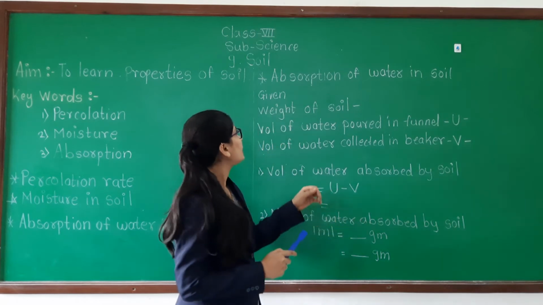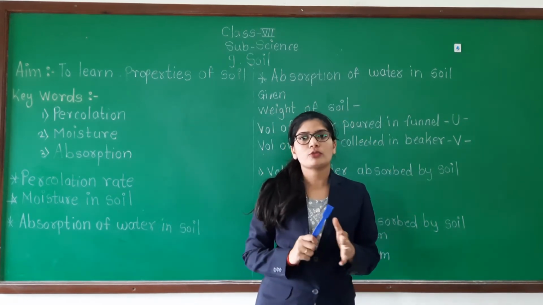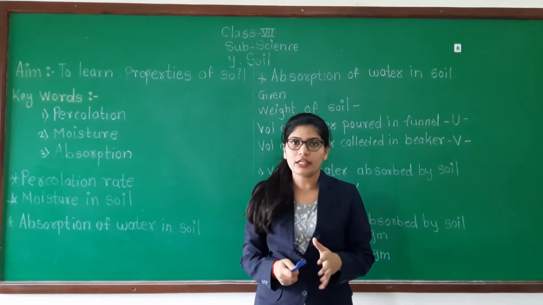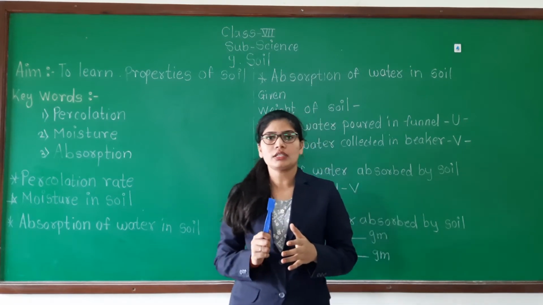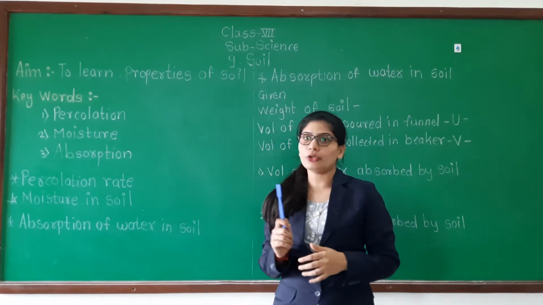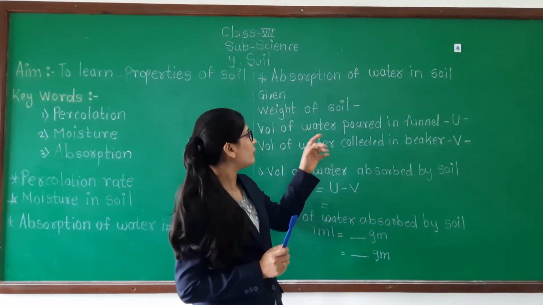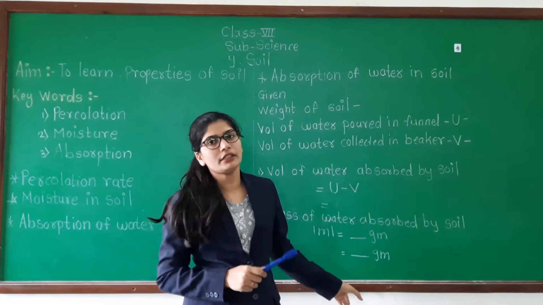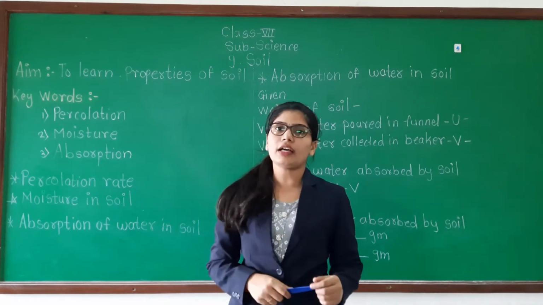See the third property, that is absorption of water in soil. In this property we are going to calculate the percentage of water absorbed by the soil. So for that first we will do one activity. Whatever values we get from that activity, we will arrange here, and then we will calculate the percentage of water absorbed by the soil. So let's start our activity.